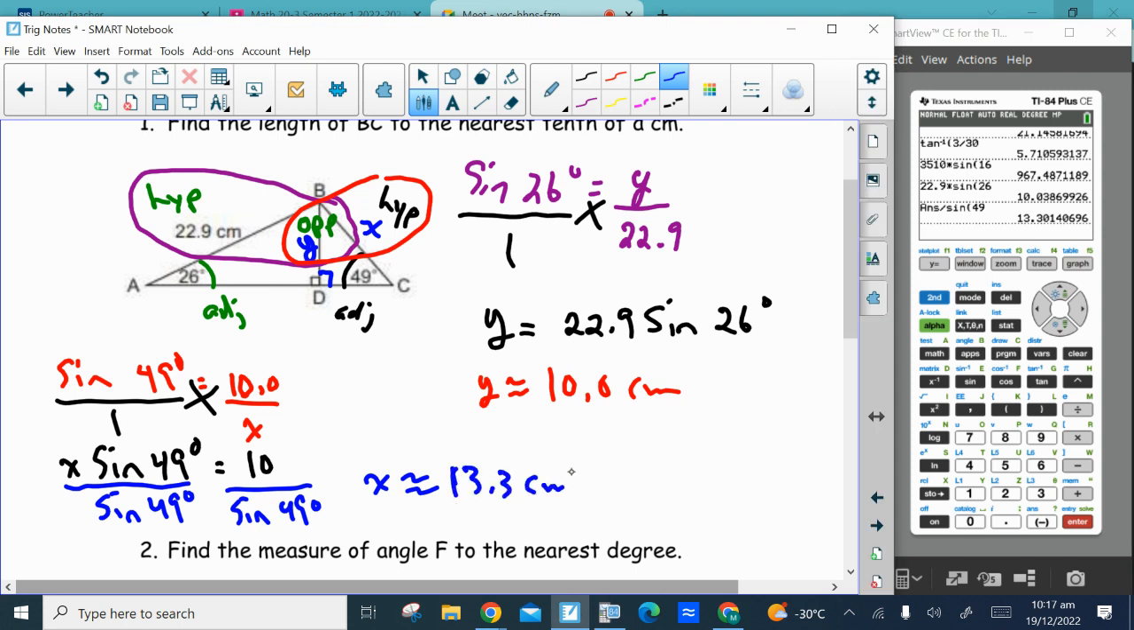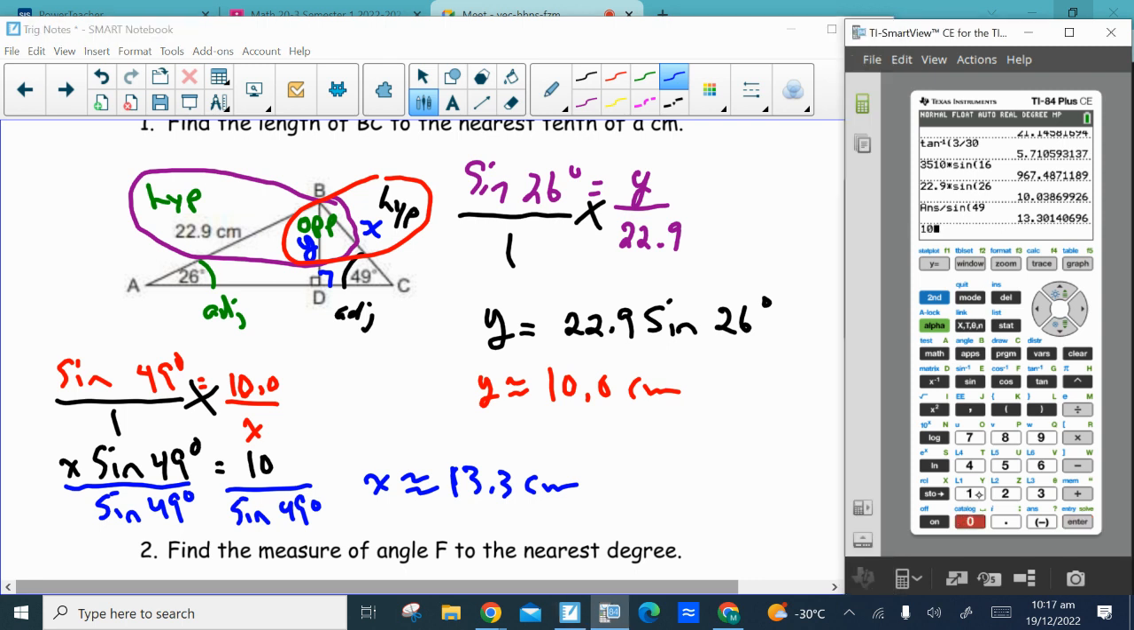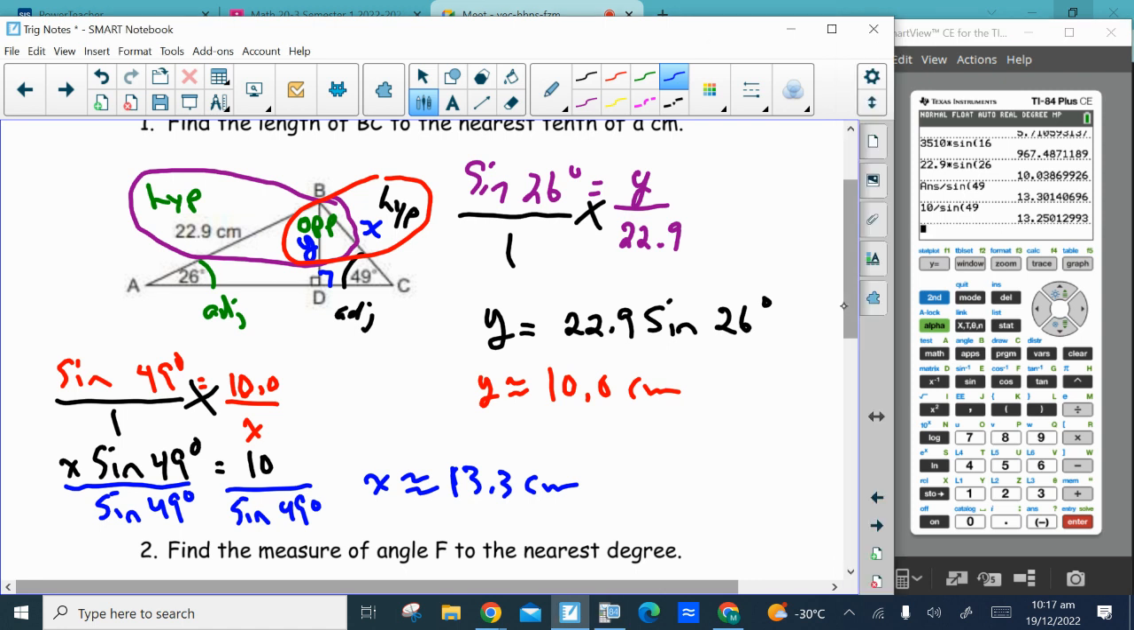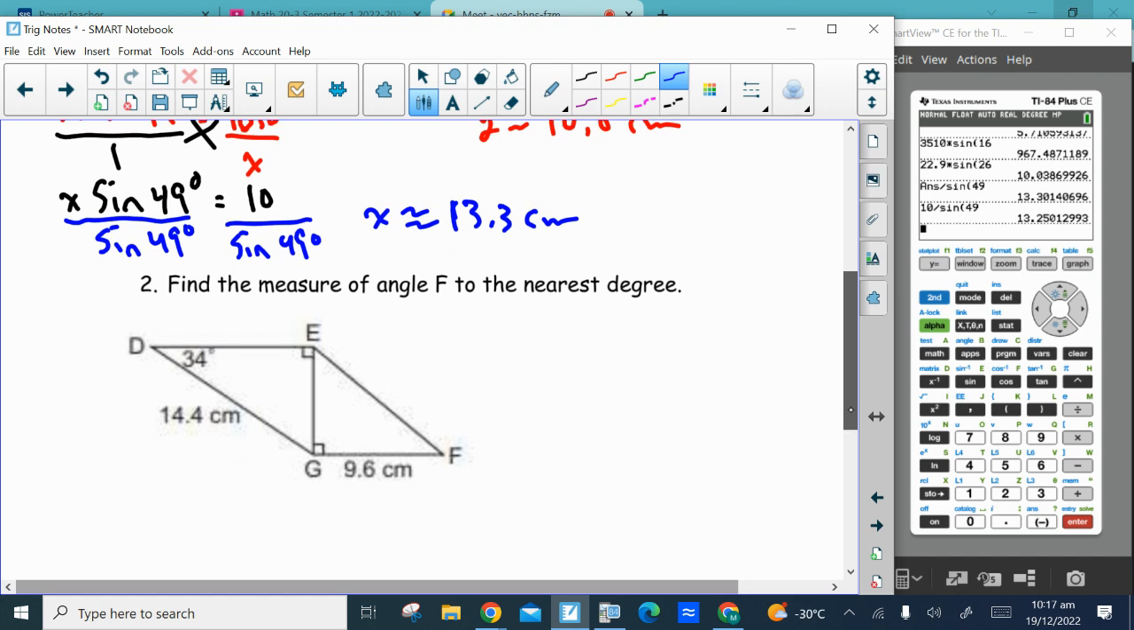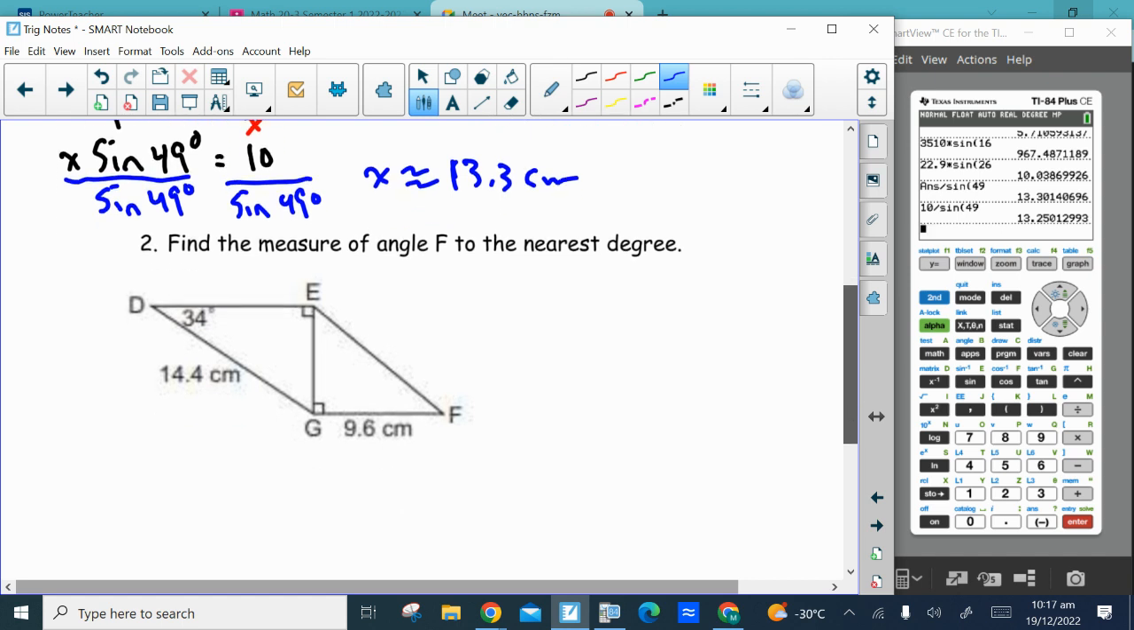So there's our final answer for what we were looking for. Now, just to see if it makes a difference, if I just use 10 instead of the entire decimal, if I just divide 10 by the sine of 49, let's see if it makes a difference. And in this case, it actually doesn't. If you round to the nearest tenth, you'd get 13.3. But we've seen examples where that does make a difference. Rounding does make a difference sometimes, so just to be safe, keep numbers in the calculator.